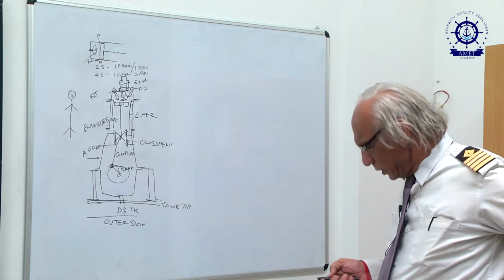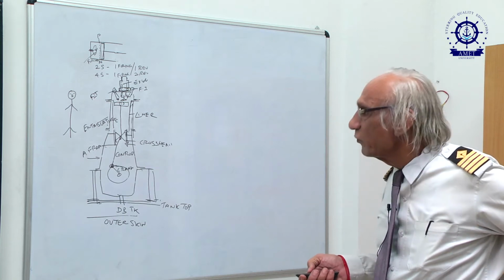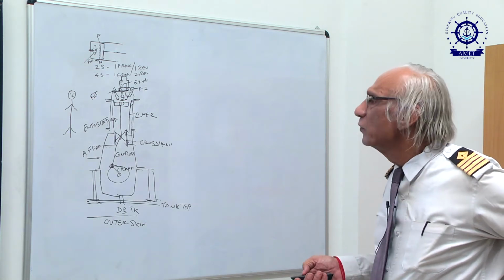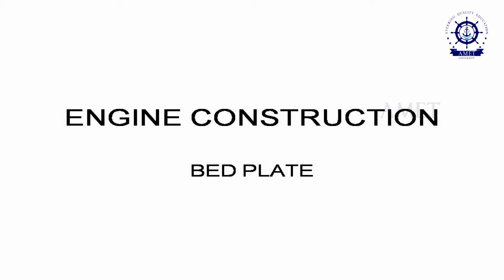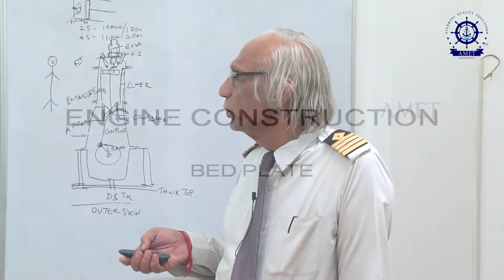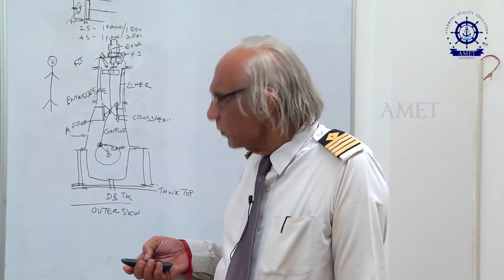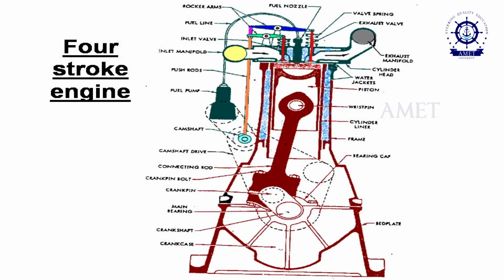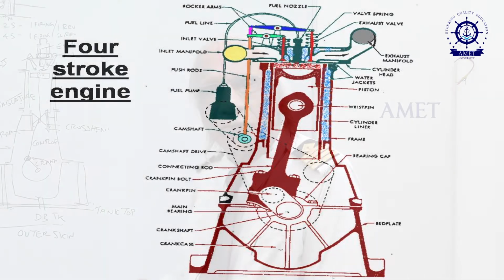Any engine requires a foundation. This view, what you see here, is a two-stroke engine cross-sectional diagram, a very large engine. The next slide I am going to show you is a four-stroke engine cross-sectional diagram. What is the difference between this picture and this picture? What is the difference?